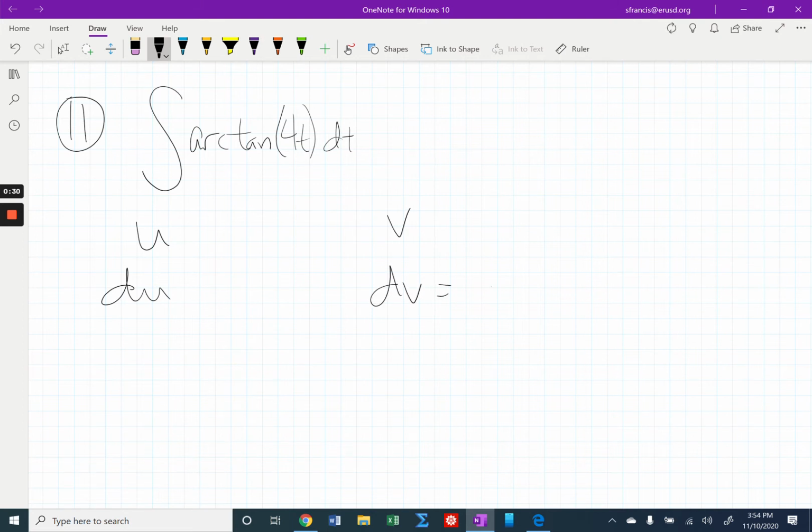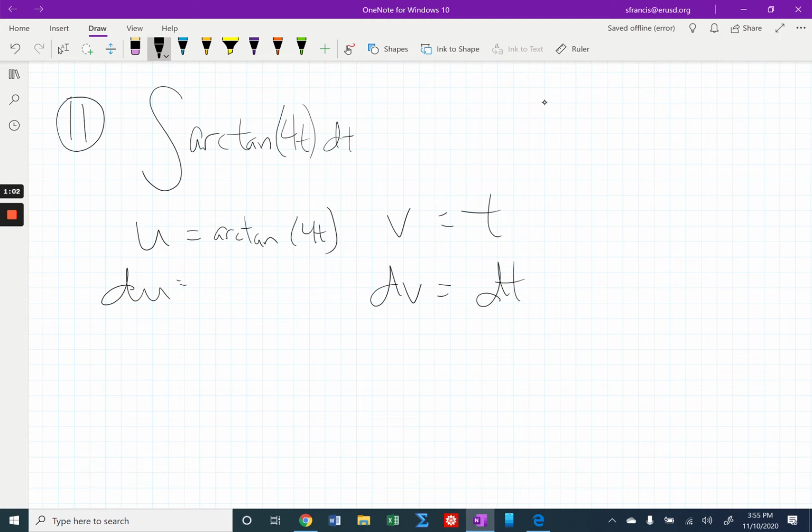Now, it doesn't make any sense to put arctangent of 4t as dv, because to find v, that's exactly what this problem is asking us to do. Putting arctangent of 4t over here would just be redundant. We're just going to want dt over here. So v is going to be t, and then we'll put arctangent of 4t over here as u.